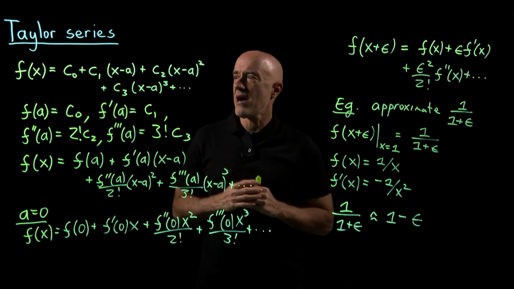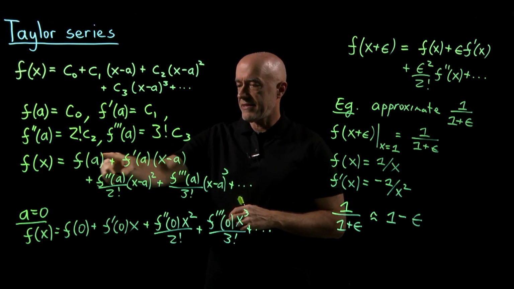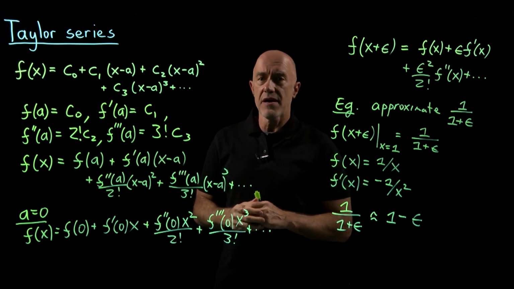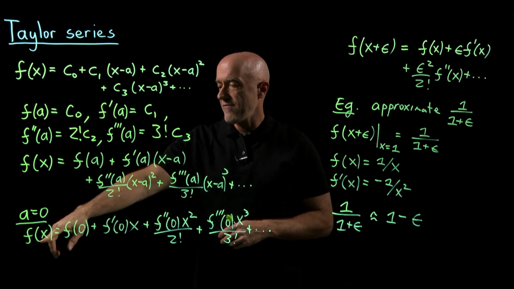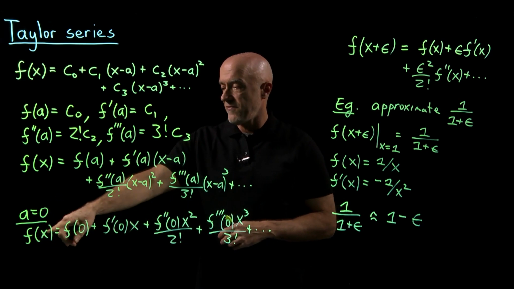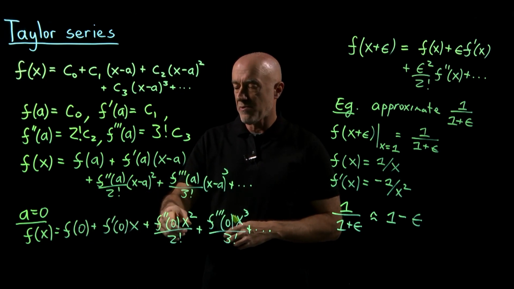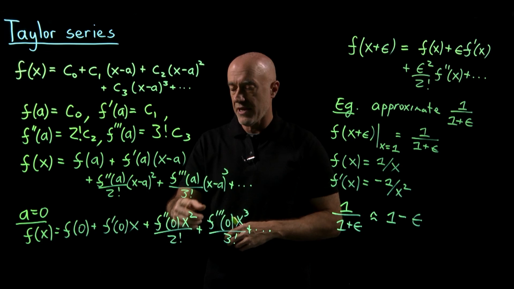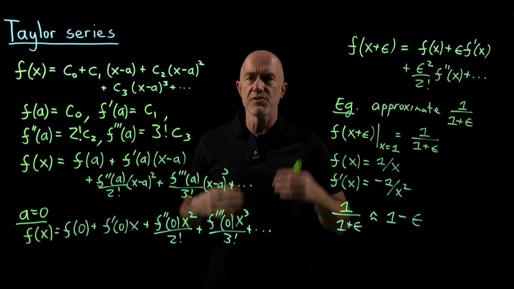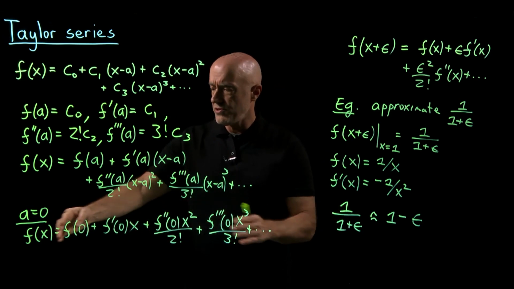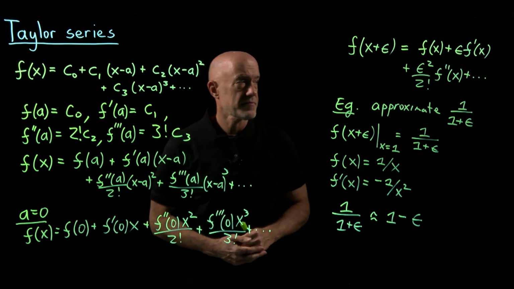So let me summarize. We've derived the Taylor series for f of x about x equals a. And then we looked at what is the Taylor series when a equals 0. So then we have this final Taylor series, f of x equals f of 0 plus f prime of 0 times x plus f double prime of 0 over 2 factorial times x squared plus etc. This is really the Taylor series to remember. We will make use of this all the time in higher math courses.